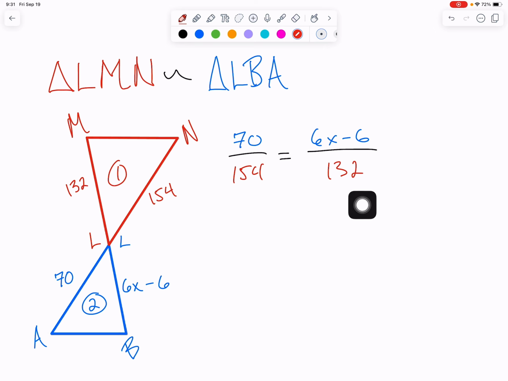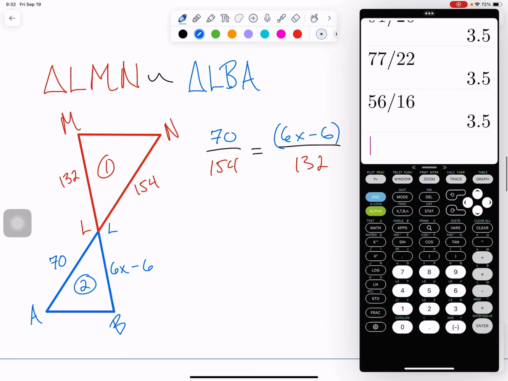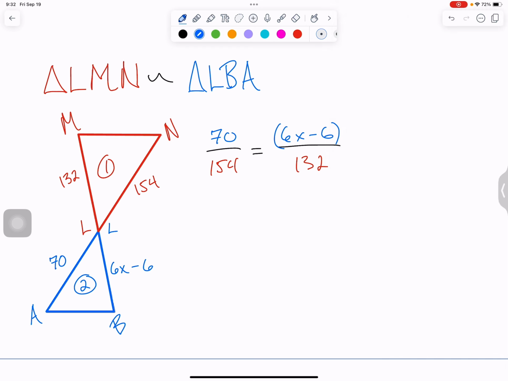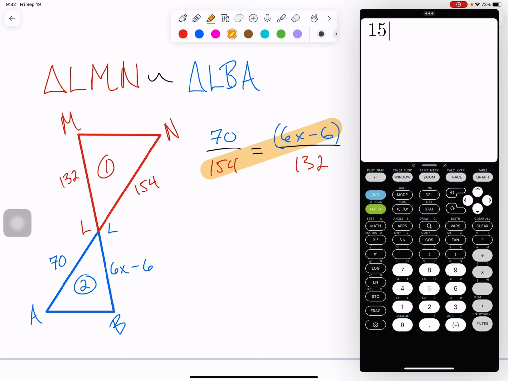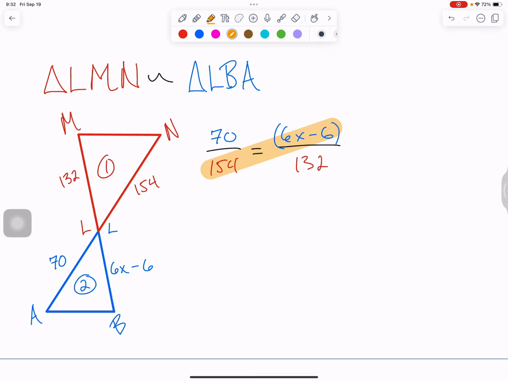From here, we will cross multiply. If I have two terms, I like to set those in parentheses. And then we will begin our cross multiplication here. We'll start there in orange. And I will do 154 times 6 for our 154 times 6x. What do we get? 924. Beautiful. Don't forget your x.